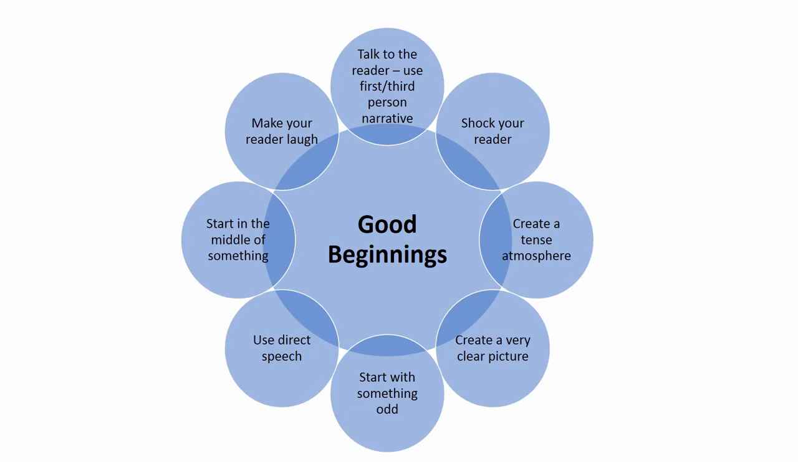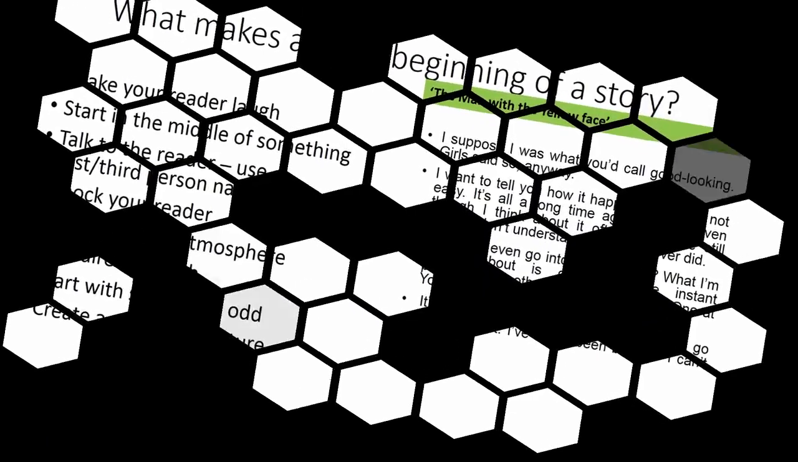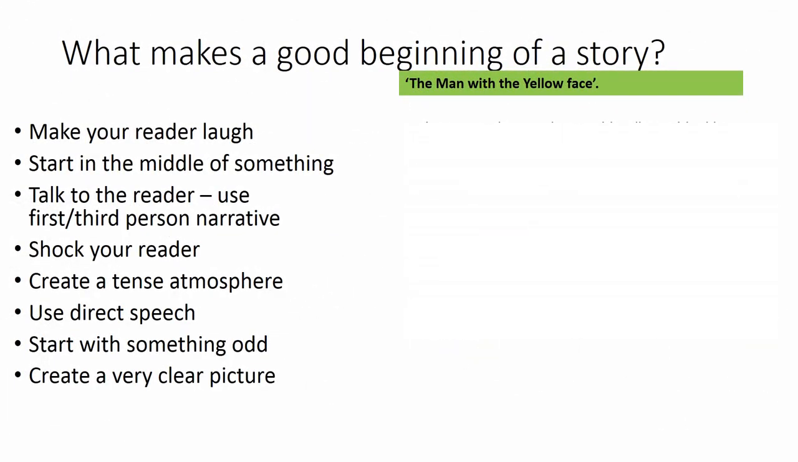Let's look at The Man with the Yellow Face. Make your reader laugh. How does he make us laugh in The Man with the Yellow Face? He says, I suppose I was what you'd call good looking. Girls said so anyway. And when I read that, I had a little chuckle. Just like a young, arrogant boy saying, I was what you call good looking. Girls said so anyway. So he used that in the beginning.